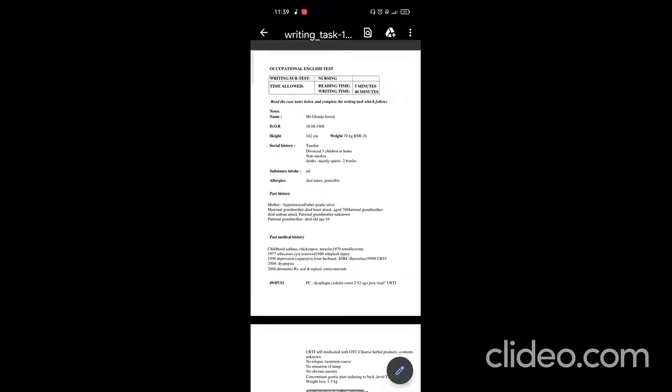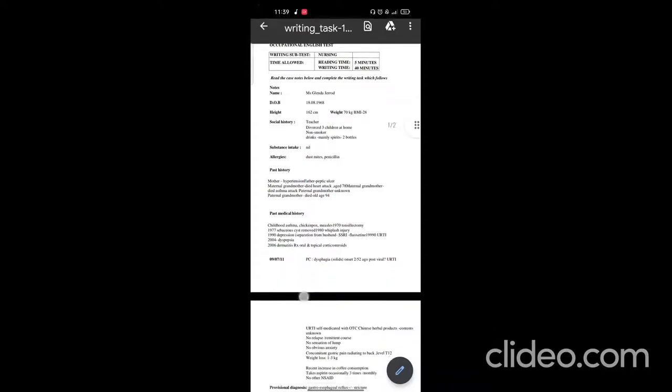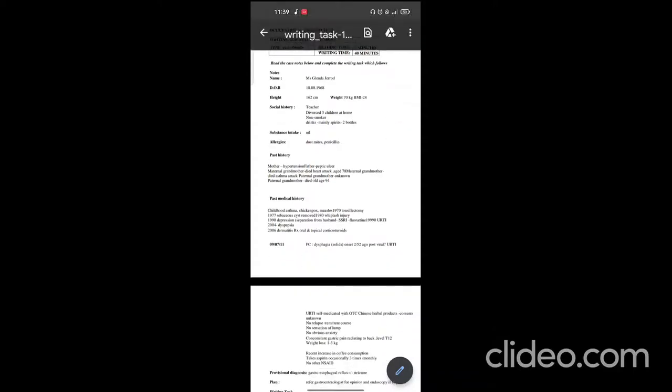Now let us see what contents we have to keep in mind before writing the letter. Here in the plan, we don't have anything other than the referral. So it is only for the referral purpose, for assessment, further investigation and definitive diagnosis. Here you can put a tick mark or star on the name of the patient and the age, divorced, drinks mainly spirits, 2 bottles, and allergic to dust mites and penicillin. These allergies are very important.